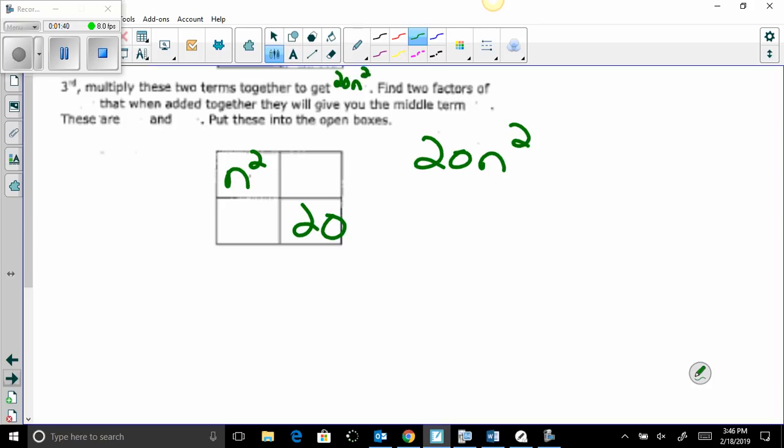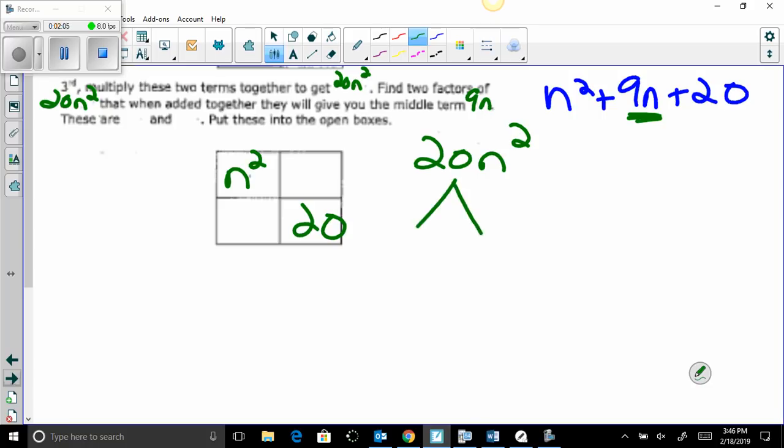Find the two factors of 20n squared that when added together will give you the middle term. The middle term in my trinomial is 9n. So I want to find the two factors of 20n squared that when added together will give you the middle term, which is 9n. What are they? So think about this. What am I going to break 20n squared into? If I have two n's, each one gets one. What two numbers multiply to give me 20 and add to give me 9? And they are 5 and 4.